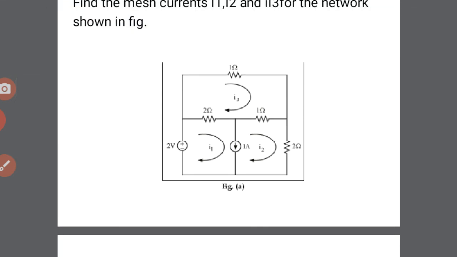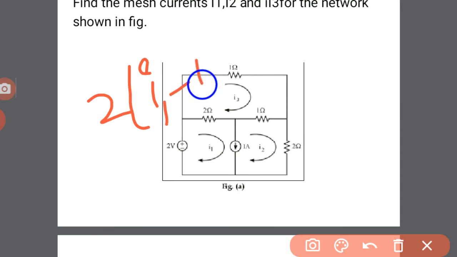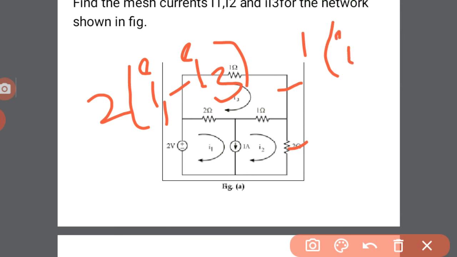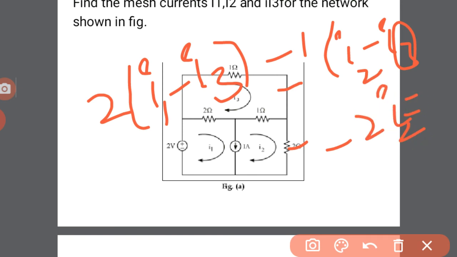Simply write down the mesh equations. The 2 ohm resistor is between I1 and I3, and the currents I1 and I3 flow through it, so 2 into I1 minus I3. Between loop 3 and loop 2, the two currents flowing through the 1 ohm resistor give I2 minus I3. Next, minus 2 ohms for I2, is equal to 2 volts.